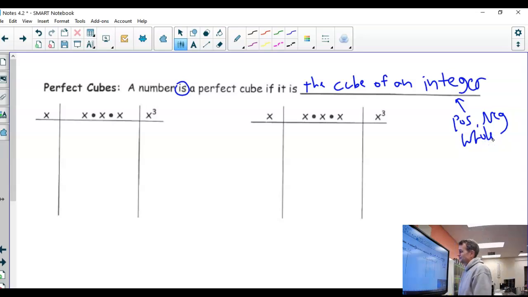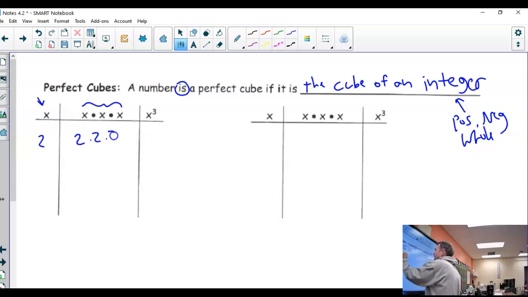So for instance, I have a little table here where I'm going to pick some x values. And then I'm going to multiply that x by itself 3 times, giving me x cubed. So for instance, if I had 2, then when I multiply by itself 3 times, 2 times 2 is 4 times 2 is 8, I get 8. If x is 2, x cubed is 8. What if x is 3? Well, then what would x cubed be? It'd be 3 times 3 times 3, 27.